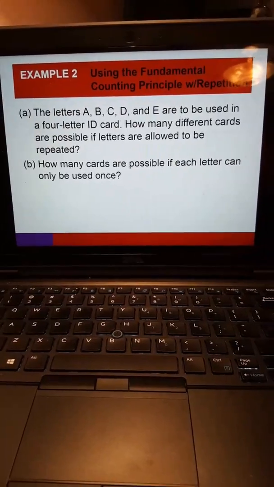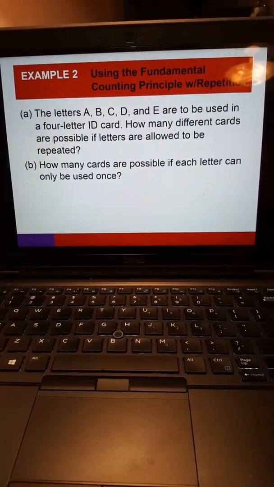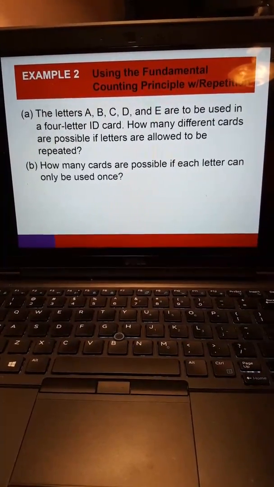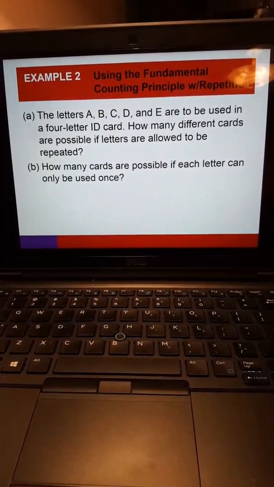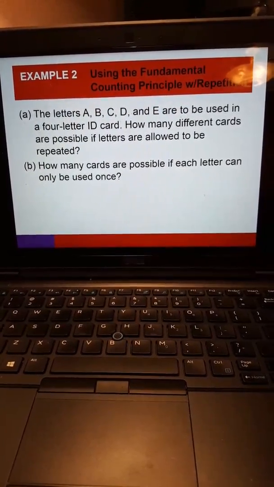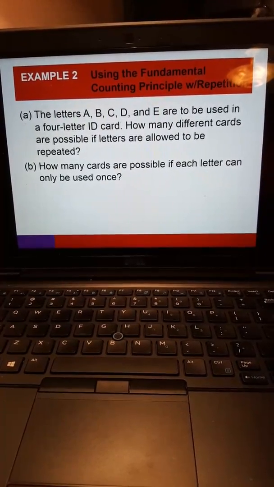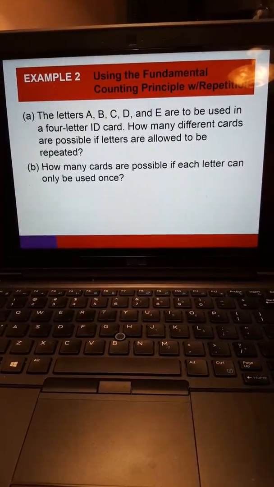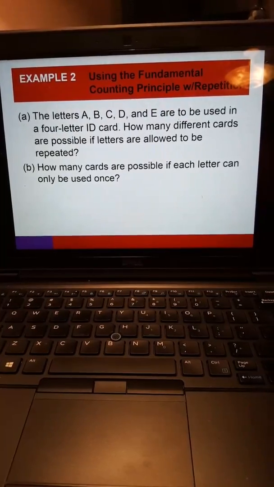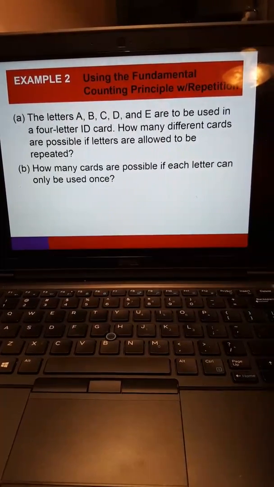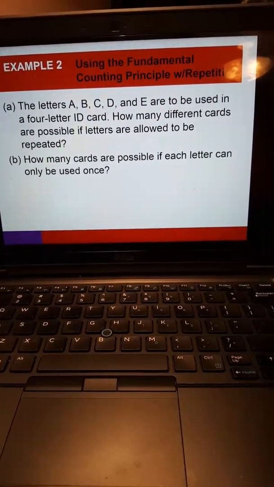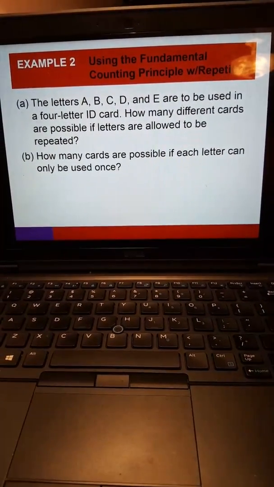Example 2, we're still using the fundamental counting principle, but we're using it with repetition. Now, this problem says the letters A, B, C, D, and E are to be used in a 4-letter ID card. How many different cards are possible if the letters are allowed to be repeated? How many cards are possible if each letter can only be repeated once? So we have 2 things that we're going to try to do here today.